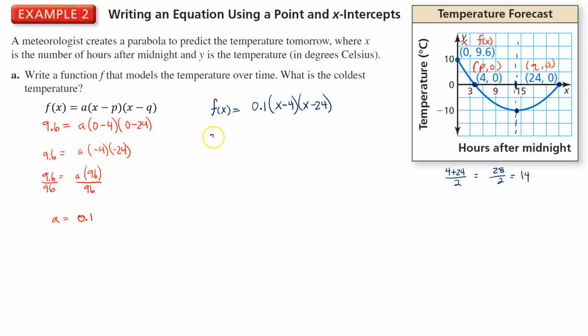So I just need to do f of 14. So that'll be 0.1 times 14 minus 4 times 14 minus 24. 0.1 times, let's see, 14 minus 4 is 10. 14 minus 24 is negative 10. And 0.1 times 10 is 1, times negative 10 is negative 10. So the lowest temperature is negative 10 degrees Celsius.